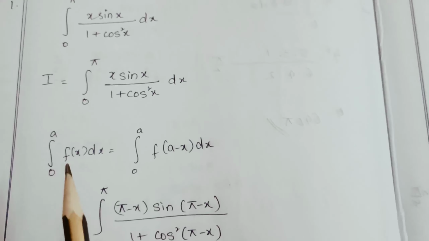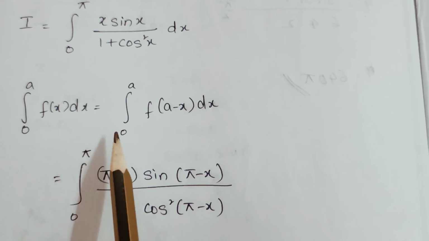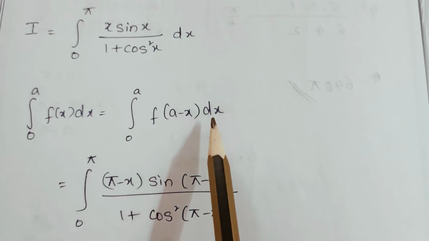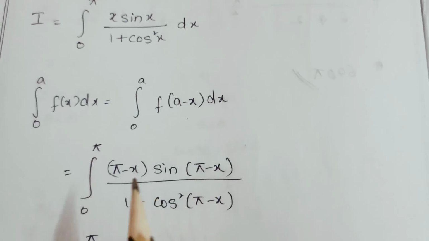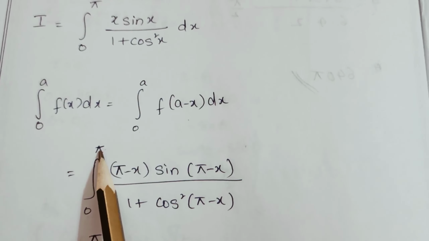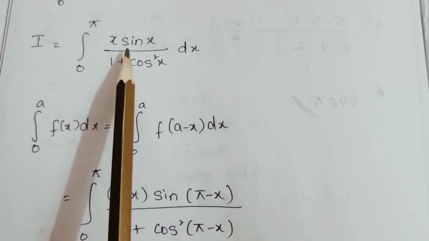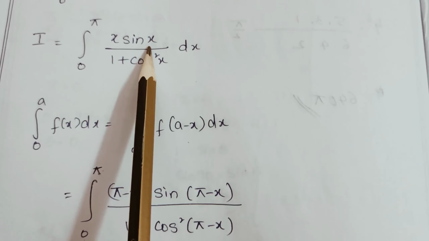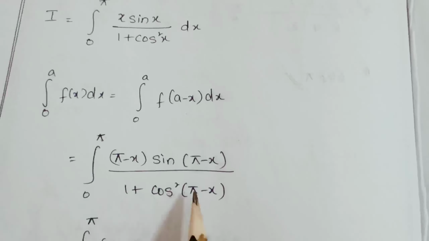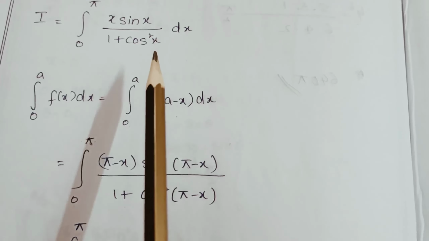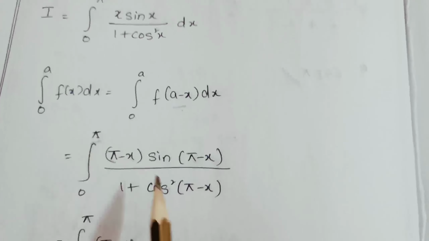We have one formula in definite integral: integral from 0 to a of f of x dx is equal to integral from 0 to a of f of a minus x dx. This is our question and we have to apply this here. So from 0 to pi, at the place of x we have to write a minus x, that is pi minus x. So here at the place of a we have pi minus x.